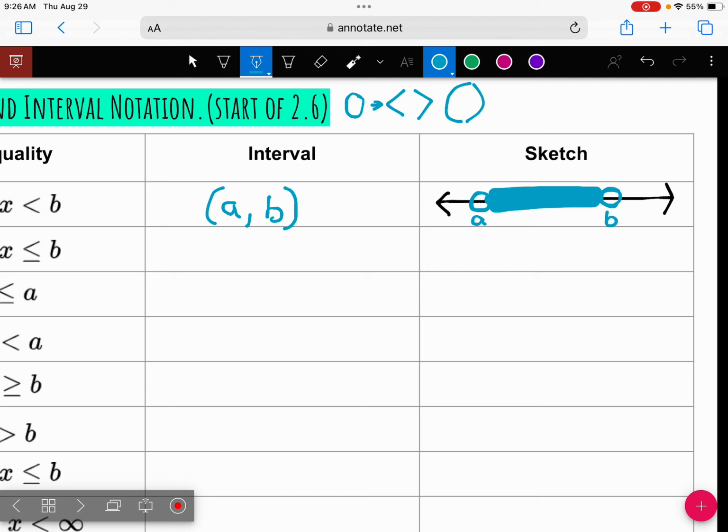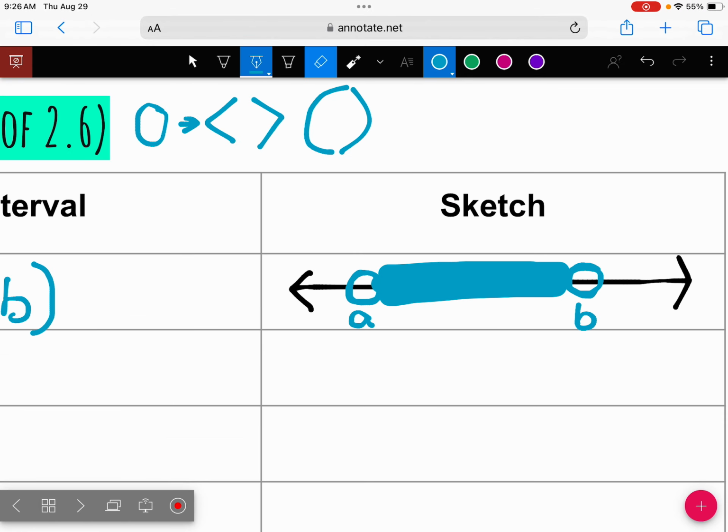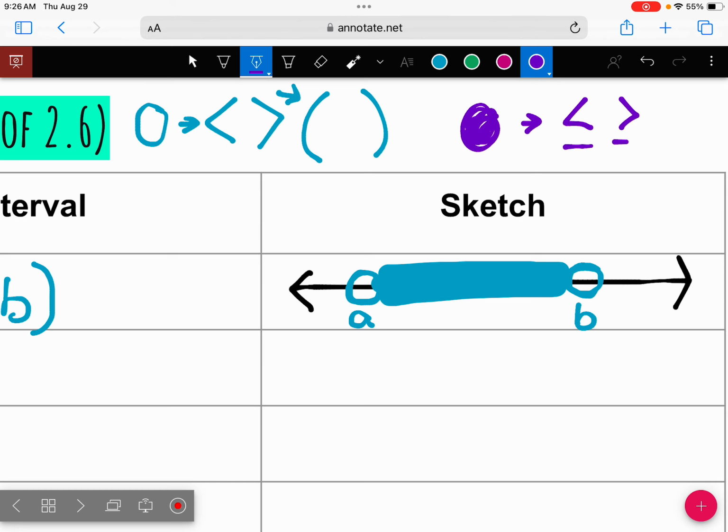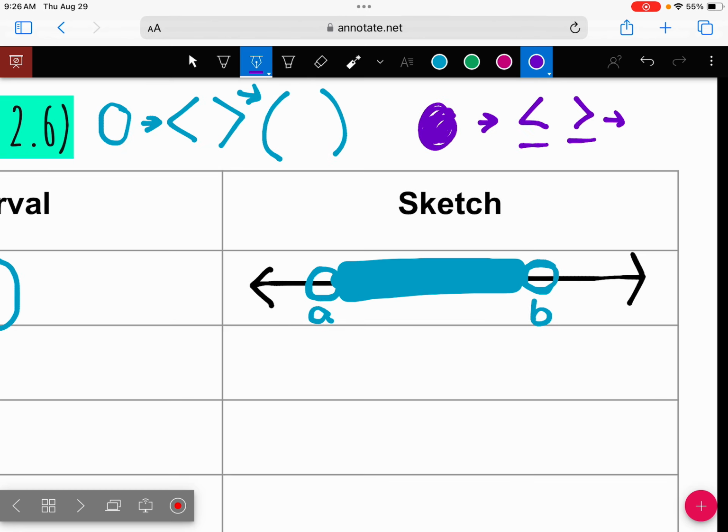Parentheses are not equal to. Sorry, those are almost touching up there. I'm going to fix these. These were meant to be parentheses, not a single circle. That is not an arrow. For our closed circles, that goes with our equal to, and that's when we use, I already heard it said once, our square brackets.